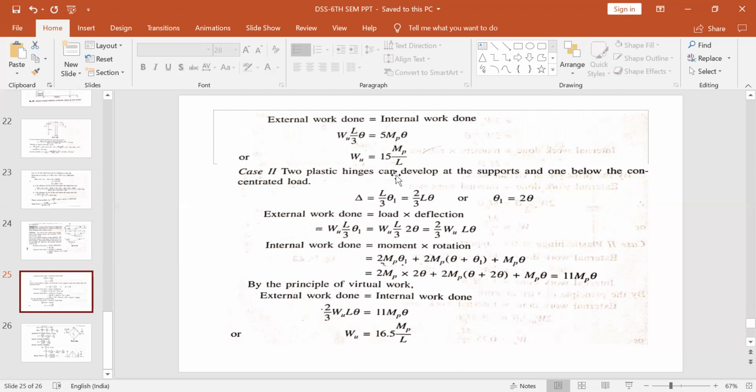So clearly this is the lesser value. So this will be the collapse load because this value will be reached earlier. So the beam will collapse under this load and not the higher value. Okay. So this is how you solve such problems.